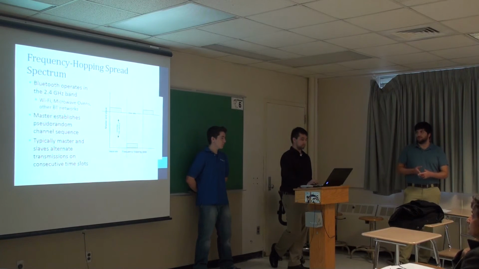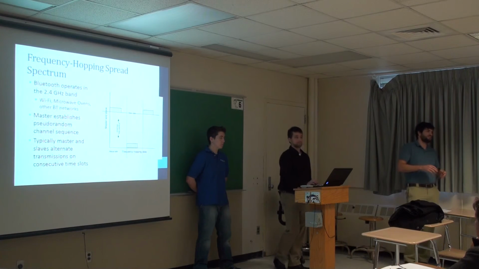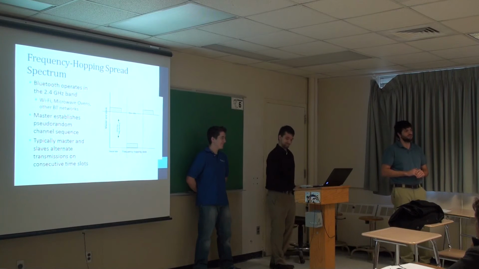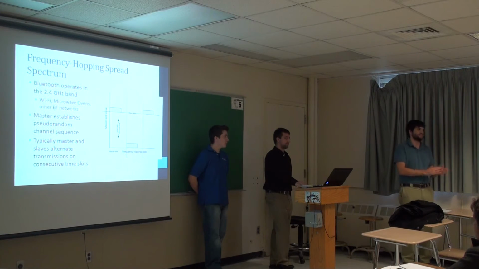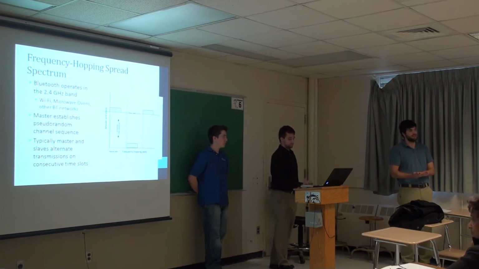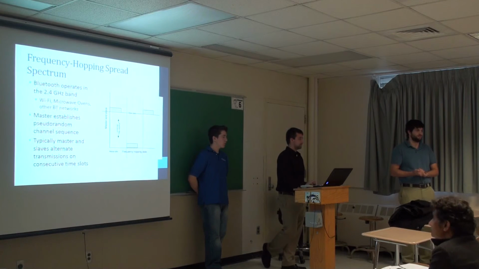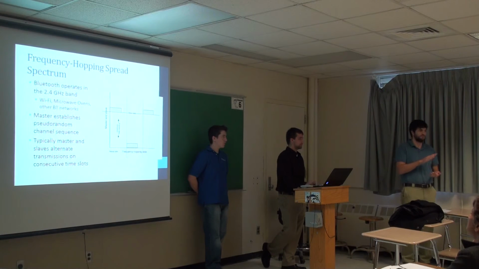And as Matt mentioned earlier, Bluetooth uses frequency hopping spread spectrum. Basically, what this does is it switches the frequency that it's broadcasting at several times a second. The way that Bluetooth handles this is the master chooses a pseudo-random sequence, and it sends that to all the other devices so they all know which frequency is the current one being broadcast and which one's the next one.